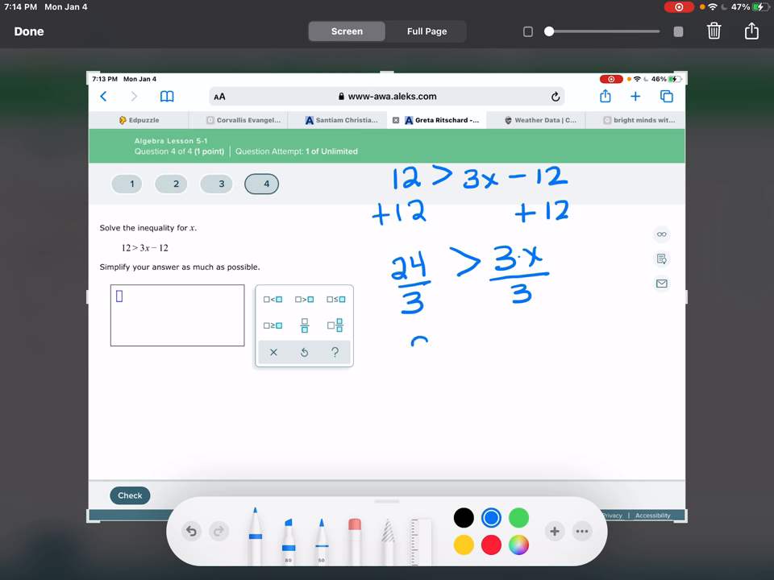I did not divide or multiply by a negative, so I'm cool. 24 divided by 3 is 8 is greater than x. Or I can turn this around, keeping that point pointing at the x is less than 8. And I don't think they even asked you to graph it, so that's all you'll need to do.